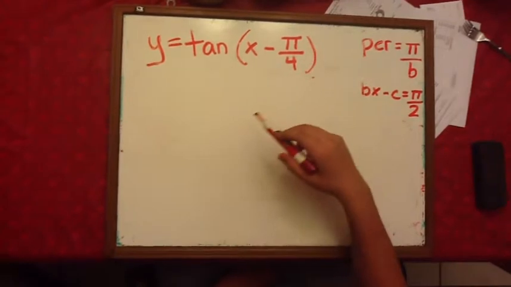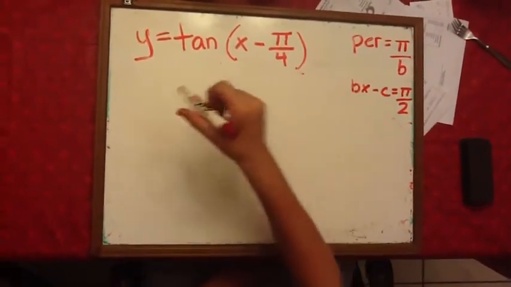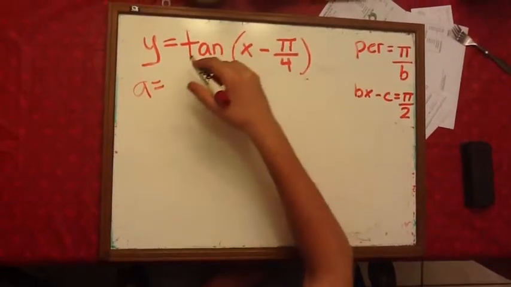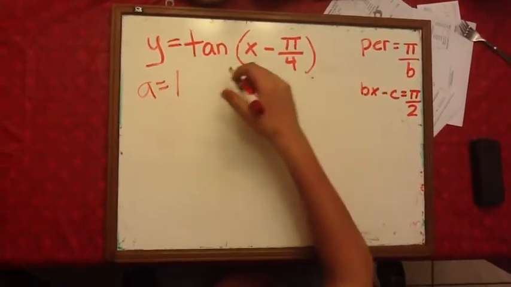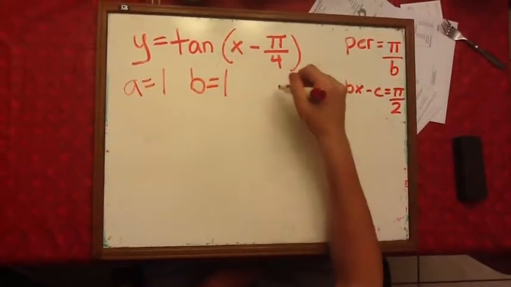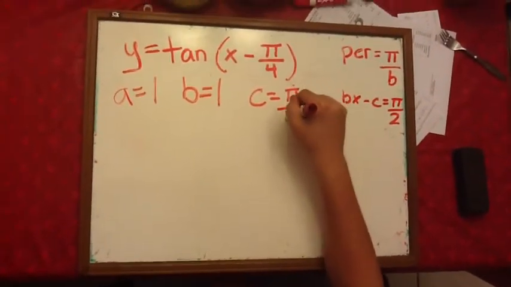This example is y equals tangent parentheses x minus pi over 4. First, what you need to do is find your a. There's nothing in front of the tangent, so the a is 1. For your b, there's nothing in front of the x, so the b is also 1. And the c is right here, just pi over 4.